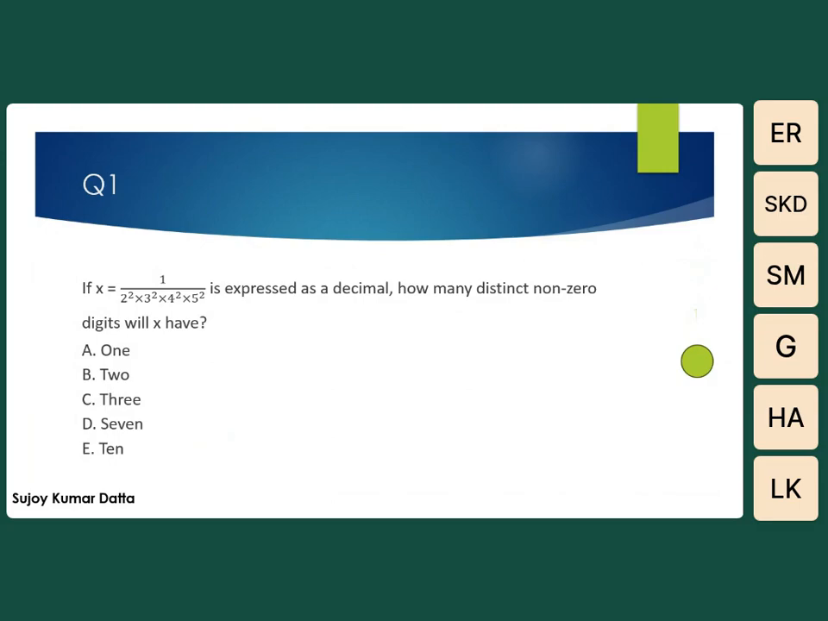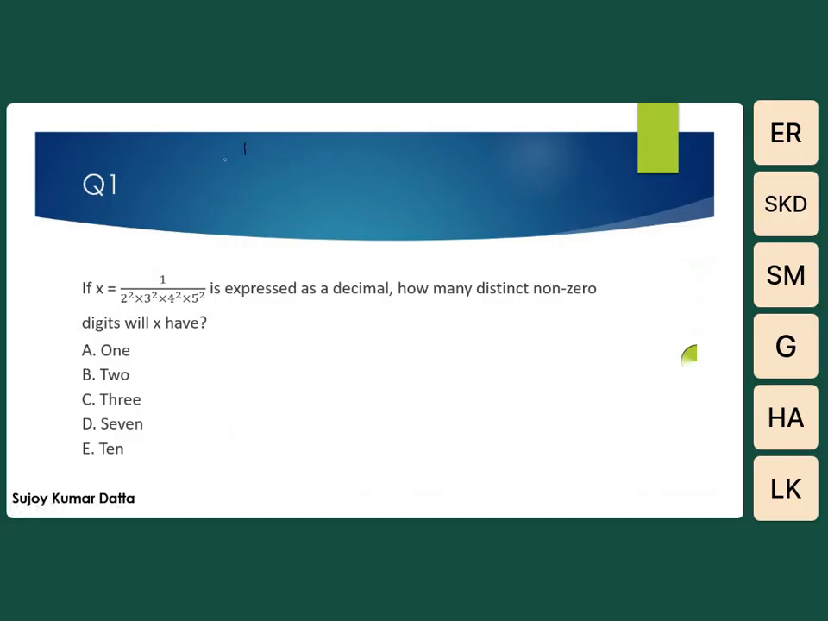Anyone? So let us discuss now. The worst possible way in which we could have at least tried doing it is brute force calculation. It's not a nice way of doing it, especially since you are not allowed to use calculators in the quant section.